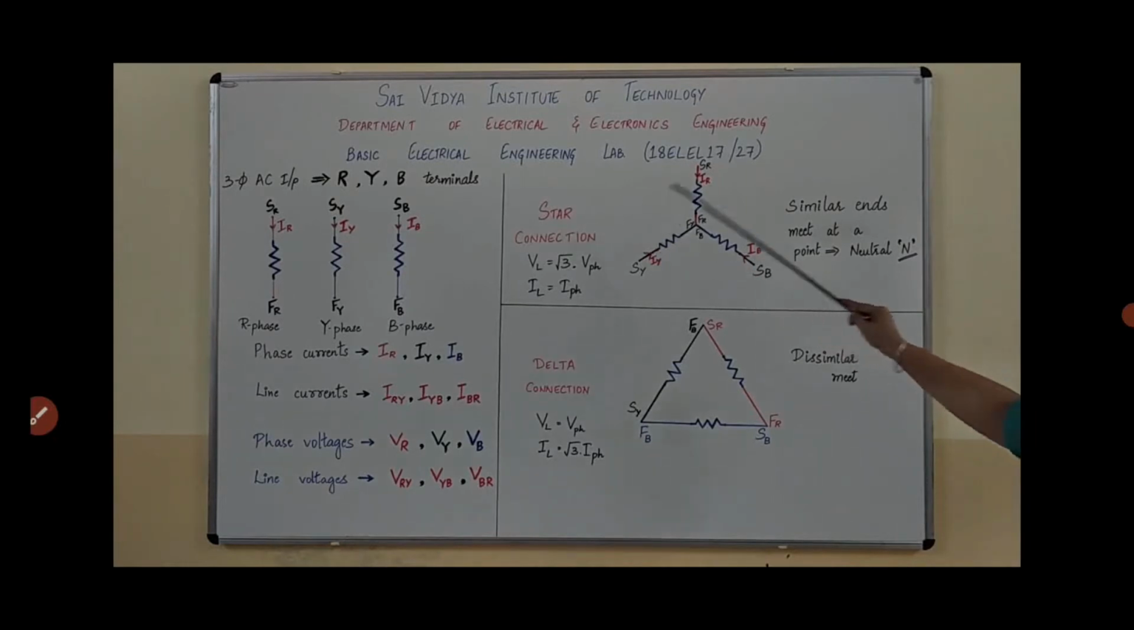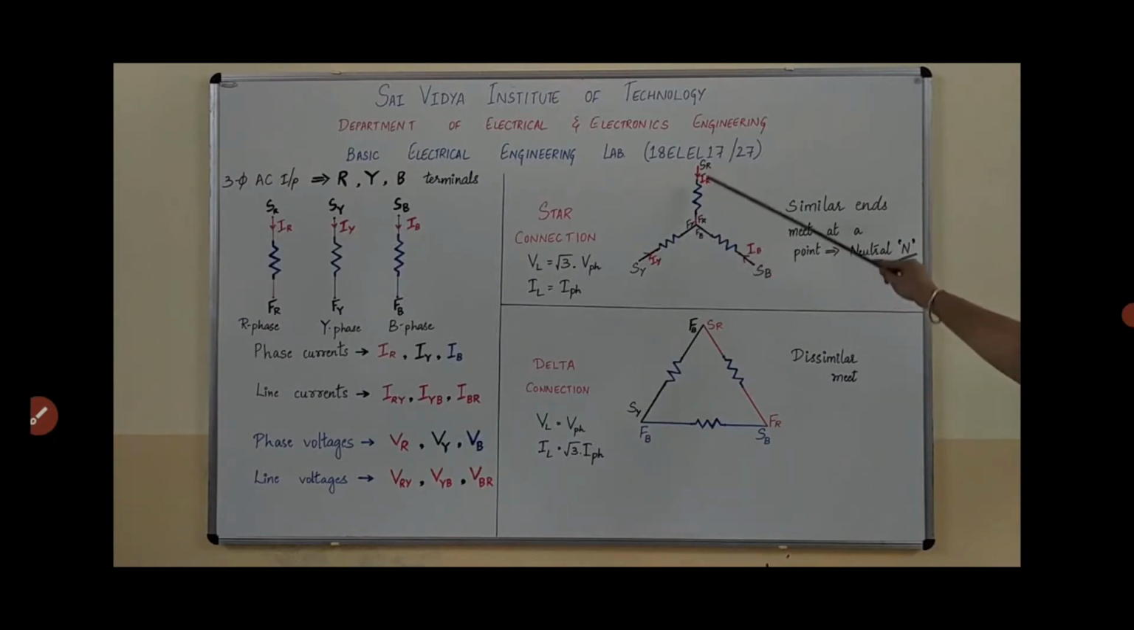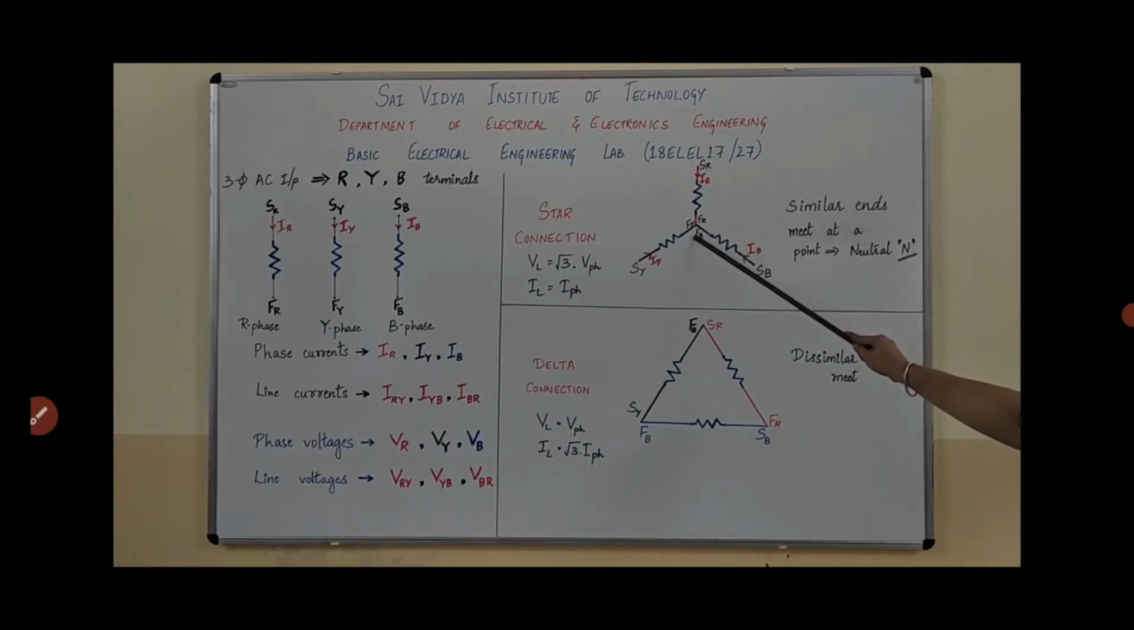This is the star connection. So three loads come to the point. So this is the R phase, this is Y phase and this is the B phase. The current entry point is considered as SR and exit point is considered as FR. Similarly, SY and FY, then SB and FB. The star connection is where similar ends meet at a point. It's called the neutral point. This is the neutral point.